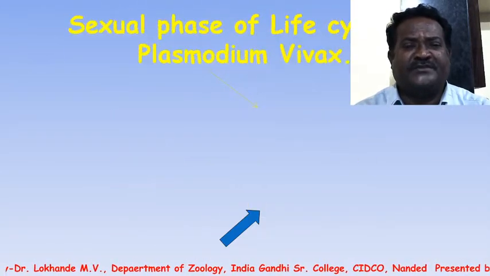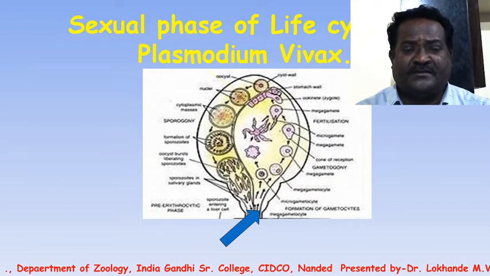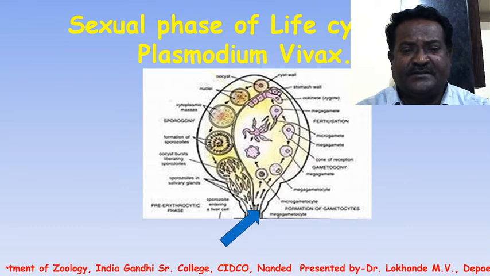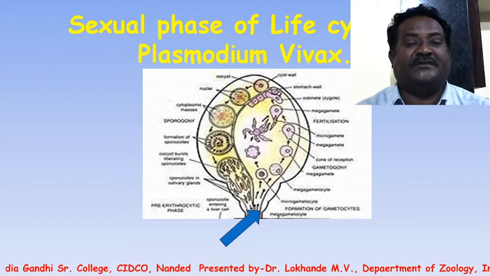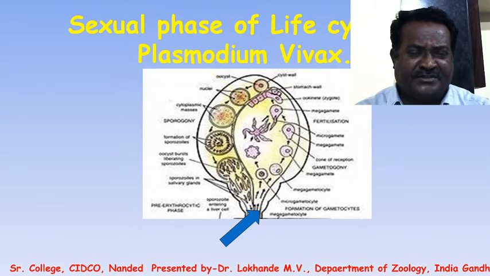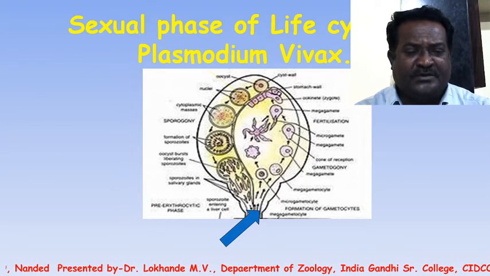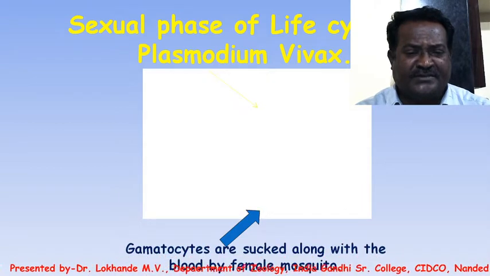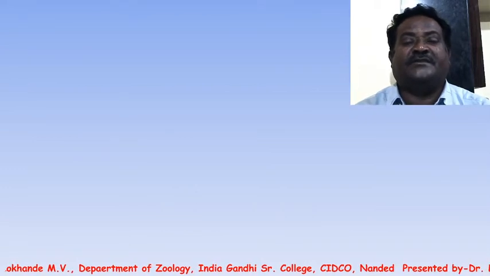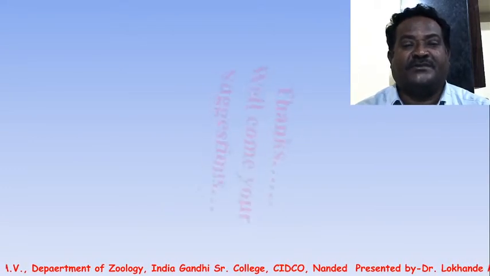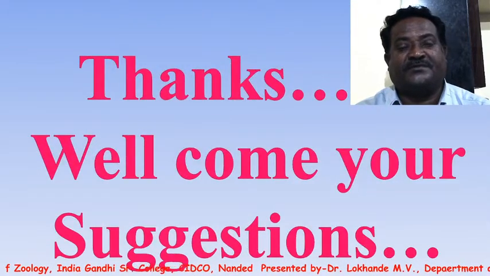Now this one is the sexual phase of the life cycle of Plasmodium vivax. Earlier we discussed it in detail; this is the diagrammatic representation of the sexual phase of Plasmodium vivax. Now, in this diagram, this arrow shows that the gametocytes are sucked along with the blood by the female mosquito, and then they reach the stomach wall of the mosquito. So this is called the sexual phase of the life cycle of Plasmodium vivax.